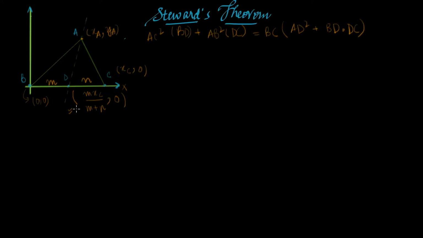So that makes sense. So we have BD, we have BA, we can find AC, we have all those things. We just need to substitute them there and check whether this statement holds.